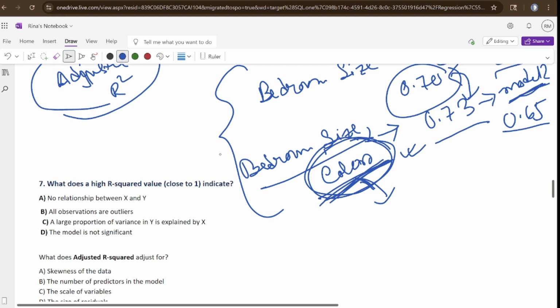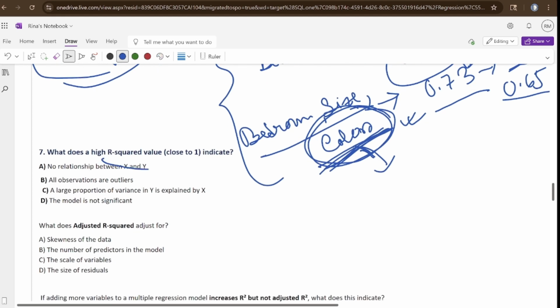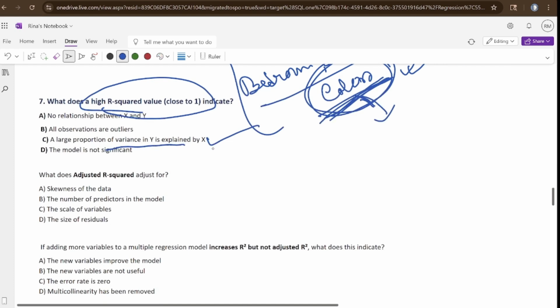Now let's solve the questions. What does a high R squared value indicate? A high R squared value indicates that a large proportion of variance in Y is explained by X. Okay. What is adjusted R square adjusted for? Does it adjust for skewness of data? No, it adjusts for the number of predictors in the model.